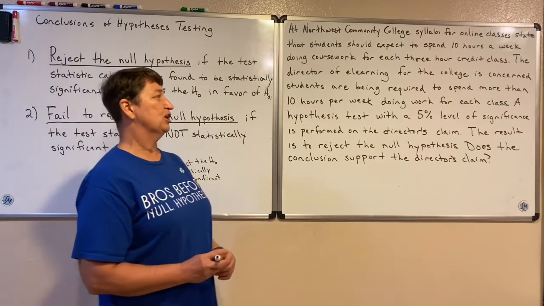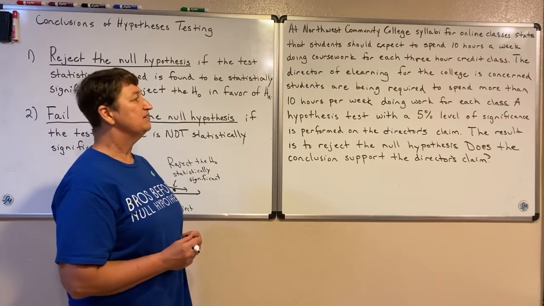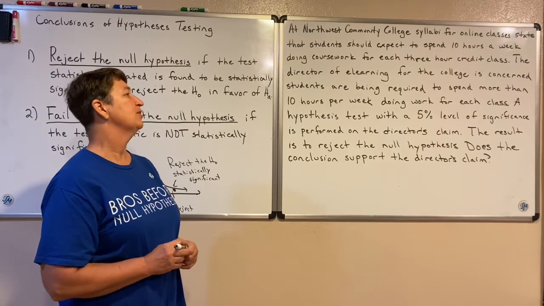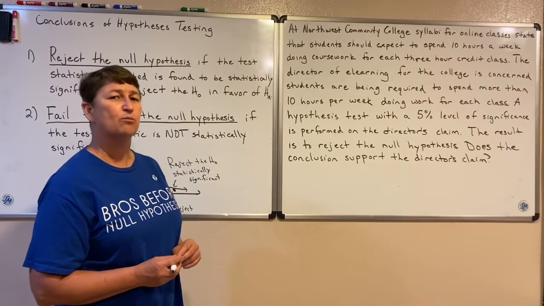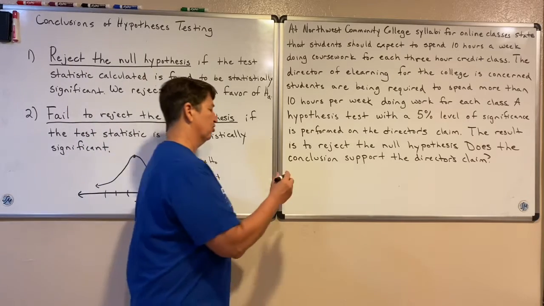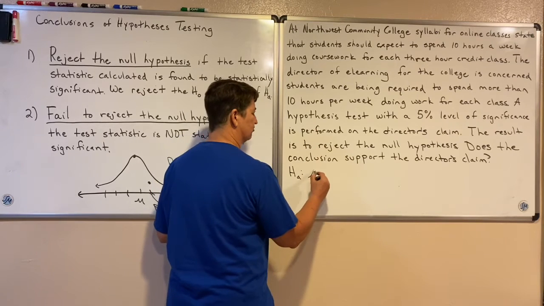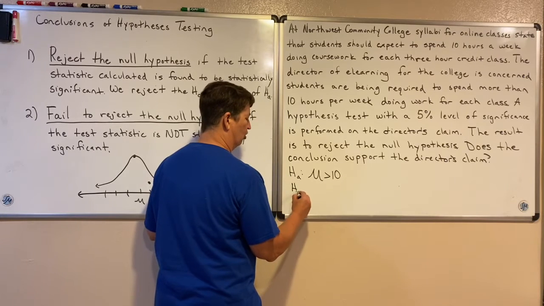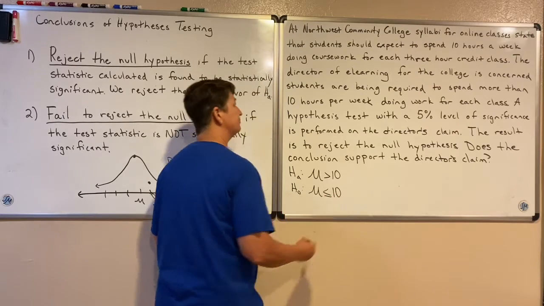At Northwest Community College, syllabi for online classes state that students should expect to spend 10 hours a week doing coursework for each 3-hour course credit. The director of e-learning for the college is concerned students are being required to spend more than 10 hours per week doing work for each class. We looked at this earlier and saw that our alternative hypothesis, that the e-director said the mean was going to be more than 10. So that meant that our null hypothesis was that it was less than or equal to 10.